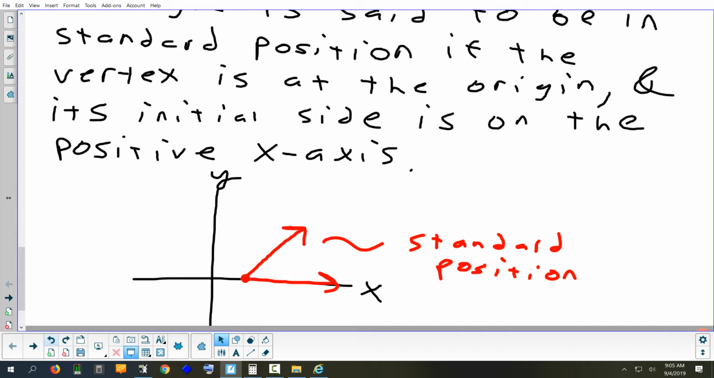Initial side is now on the positive x-axis. Is that standard position? No, what's wrong with that? It's not on the origin. The vertex isn't at the origin. It's got to be both.